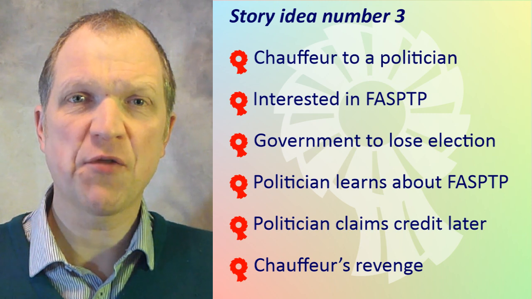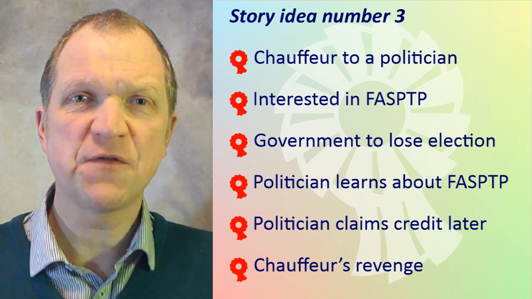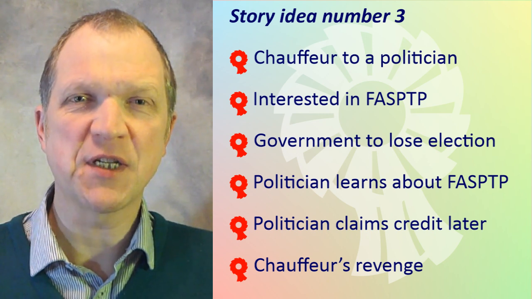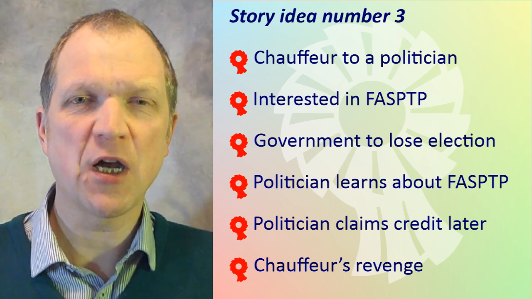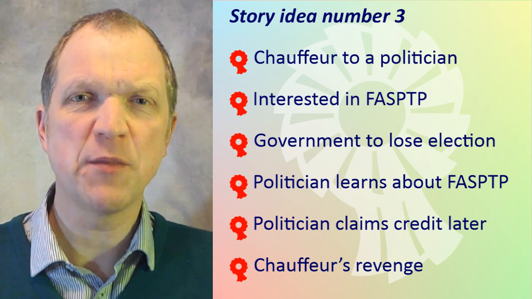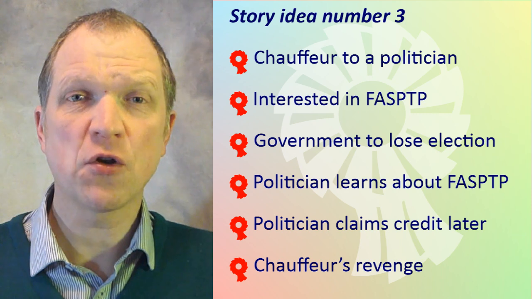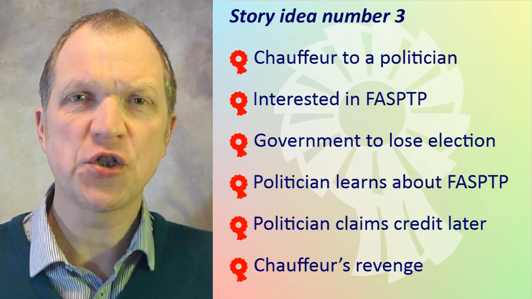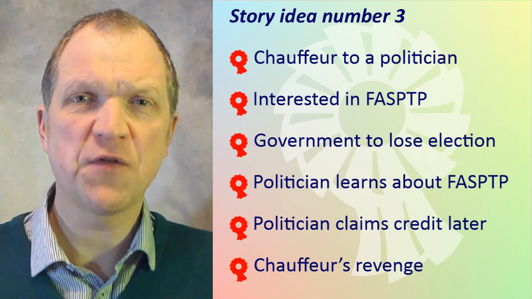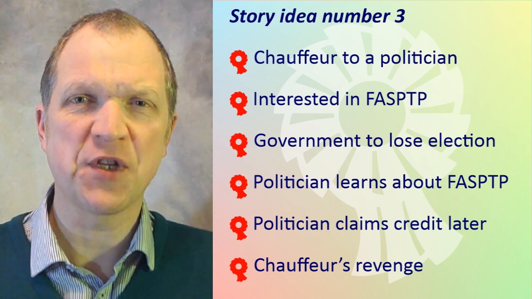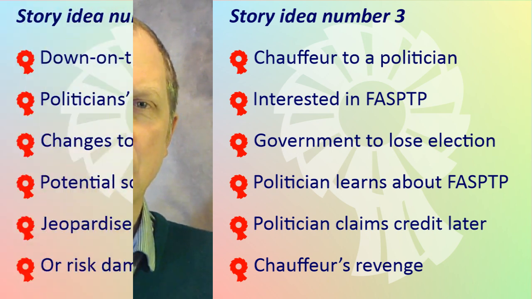Story idea number 3. A chauffeur is in favour of the first and second past the post, FASPTP, voting system for some reason. Maybe their child is studying politics at university. The chauffeur works for an influential minister who's part of a government that looks likely to lose the next election. Stuck in traffic on a long journey, the chauffeur wins over the minister to the advantages of FASPTP. However, the minister later takes credit for the idea. How does the chauffeur react?